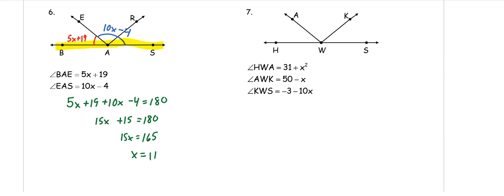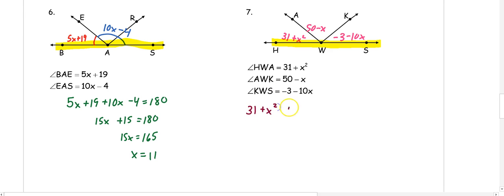In number 7, we know that HWA is 31 plus x squared, AWK is 50 minus x, and KWS is negative 3 minus 10x. So in this case, all three of these angles together are going to form a straight line, which means that they're all equal to 180 when they're added together. So we have 31 plus x squared plus 50 minus x minus 3 minus 10x equals 180.